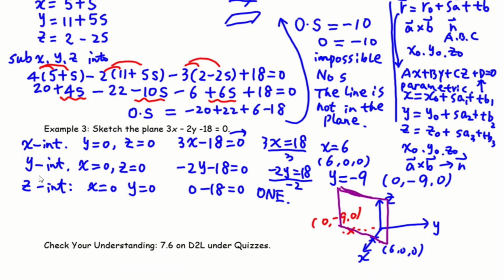And how to graph it? We want to find the x, y, z intercepts. For the x-intercept, y and z equal 0. So on the x-axis, y is 0, z is 0, sub in, then we solve for x. This is our x-intercept. And the y-intercept similarly. If there is no z-intercept, it means the plane is parallel with the z-axis.